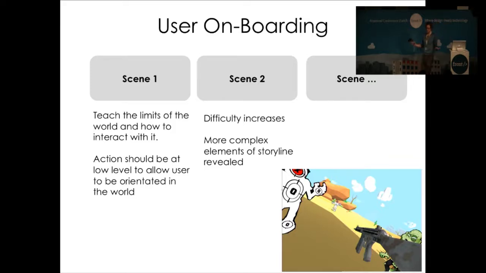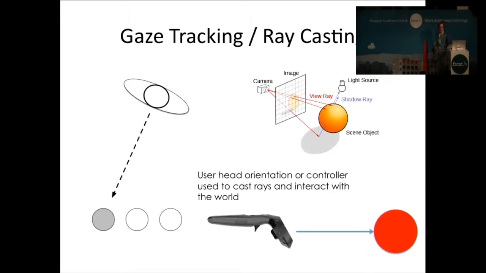The first level of a game is the easiest thing. All you do, you shoot some zombies. Then later on, the zombies come faster, and there's more complex storylines involved. But we want to bring the user in gradually. If they don't understand the rules of the game, if they don't understand the rules of the world, how are they going to enjoy it?